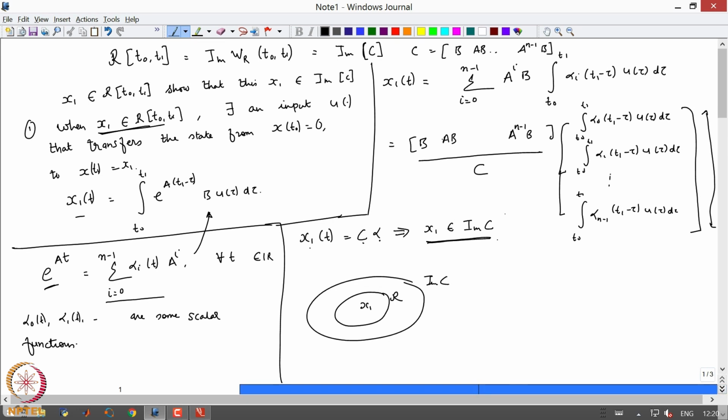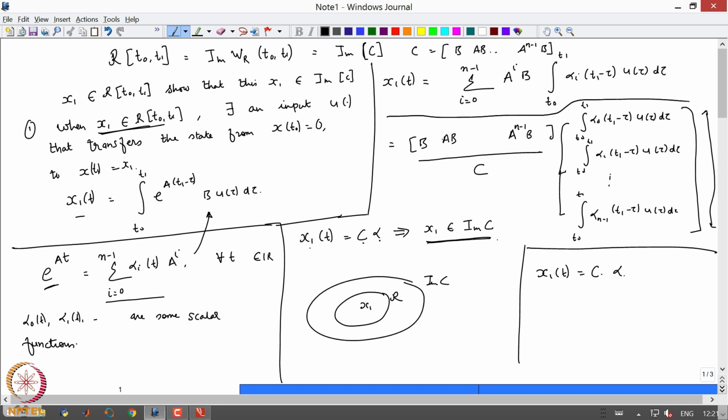Okay, so let's take this definition here, for example. In this expression, x1 of t is C with some vector alpha. Now, what is given to me in this? If I look at this entire expression closely, the initial condition is given to me, which is 0. I know what x1 is at the final state. The final time is also possibly given, and this is also a finite number. A is given to me, B is given to me.